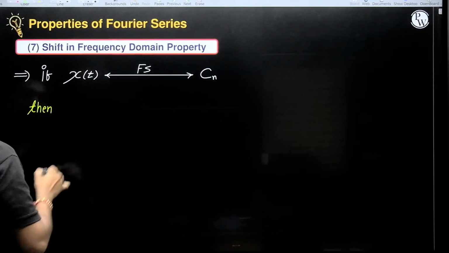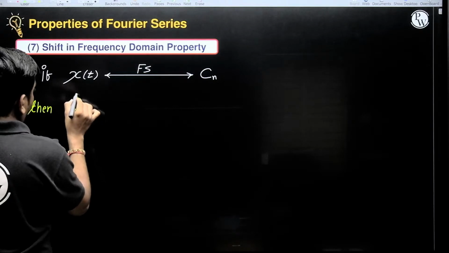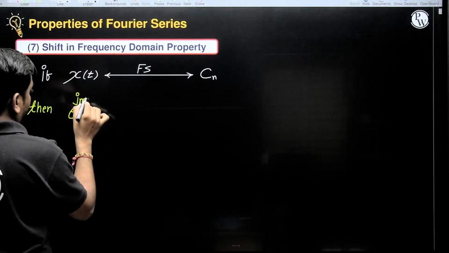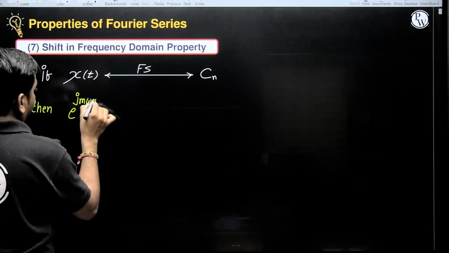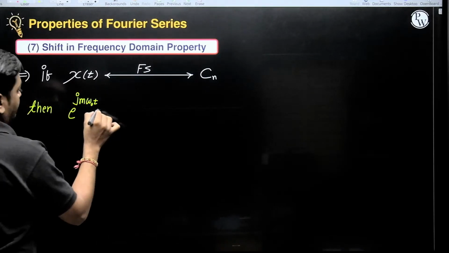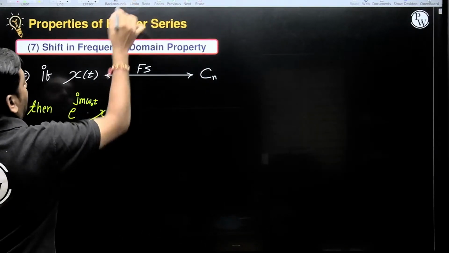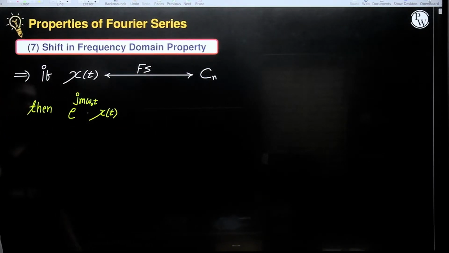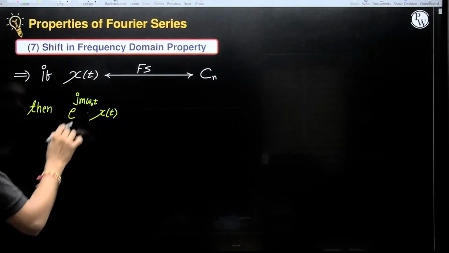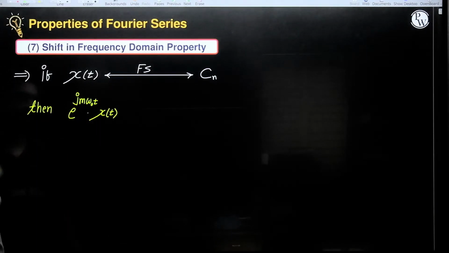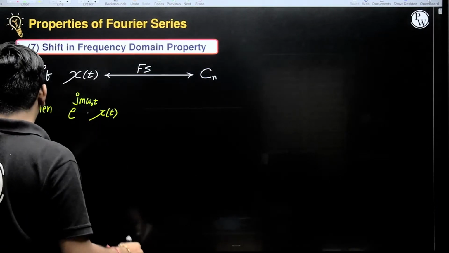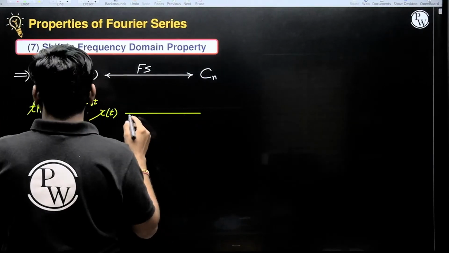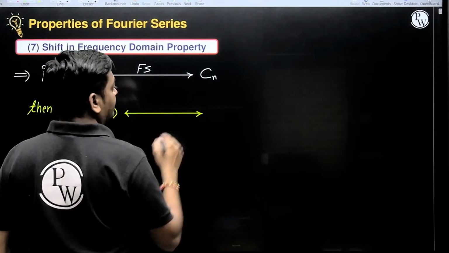Then multiply this signal with e power j m omega 0 t, where m is an integer value. We are multiplying x of t with one more function, which is a function of time. So e power j m omega 0 t, where m is an integer value, guys. Then the Fourier series coefficient again shifts in frequency.